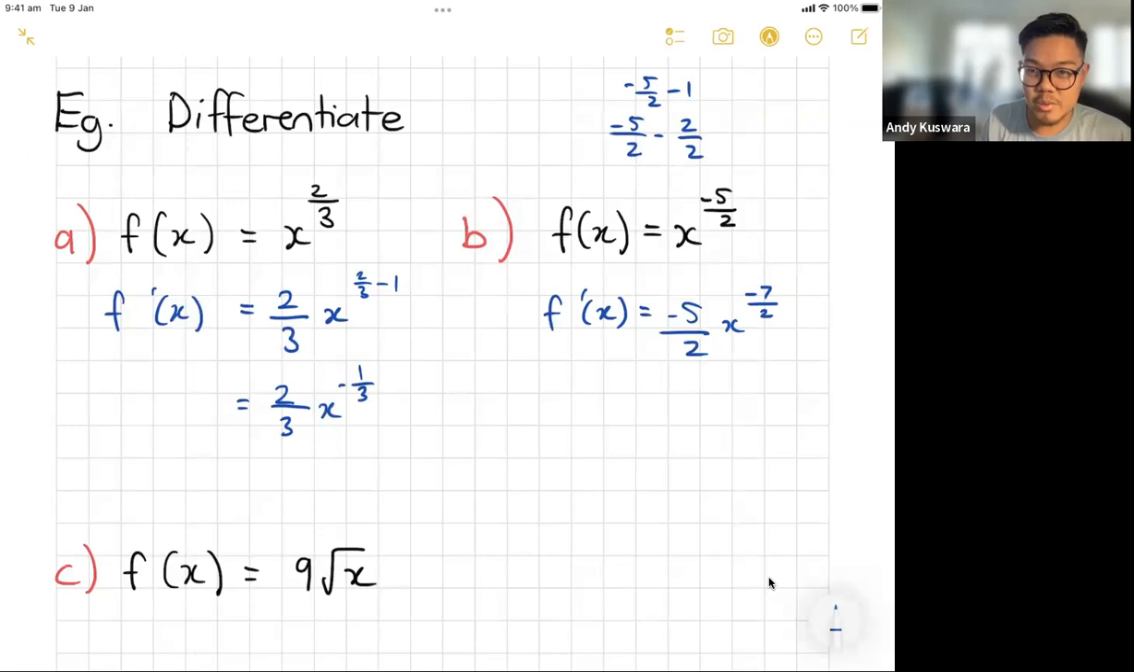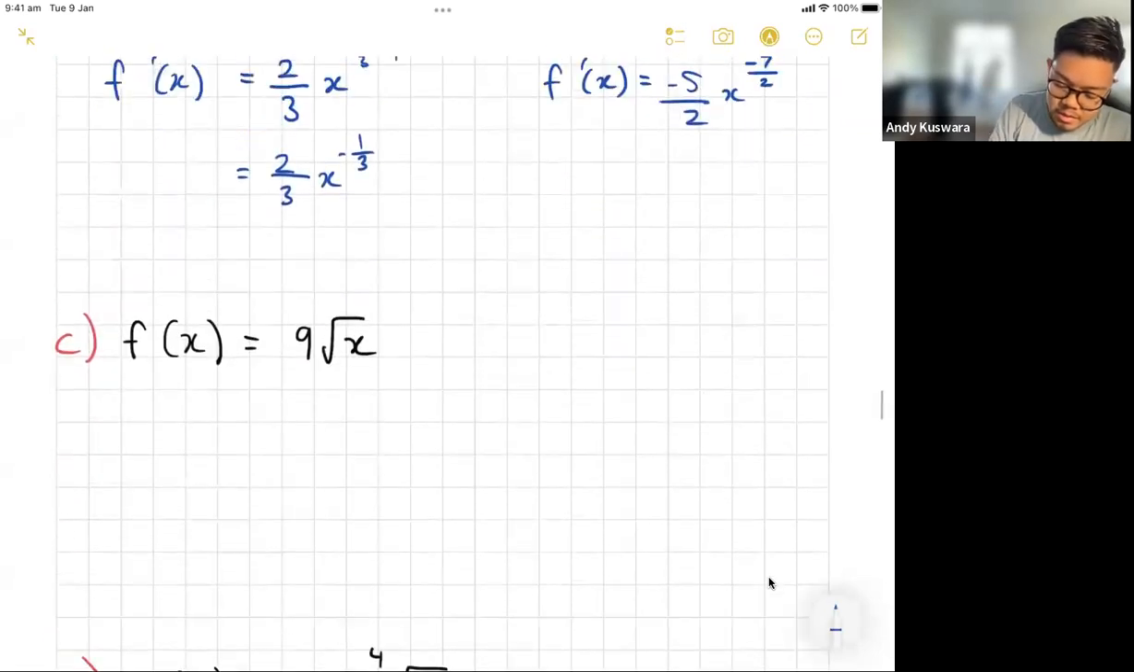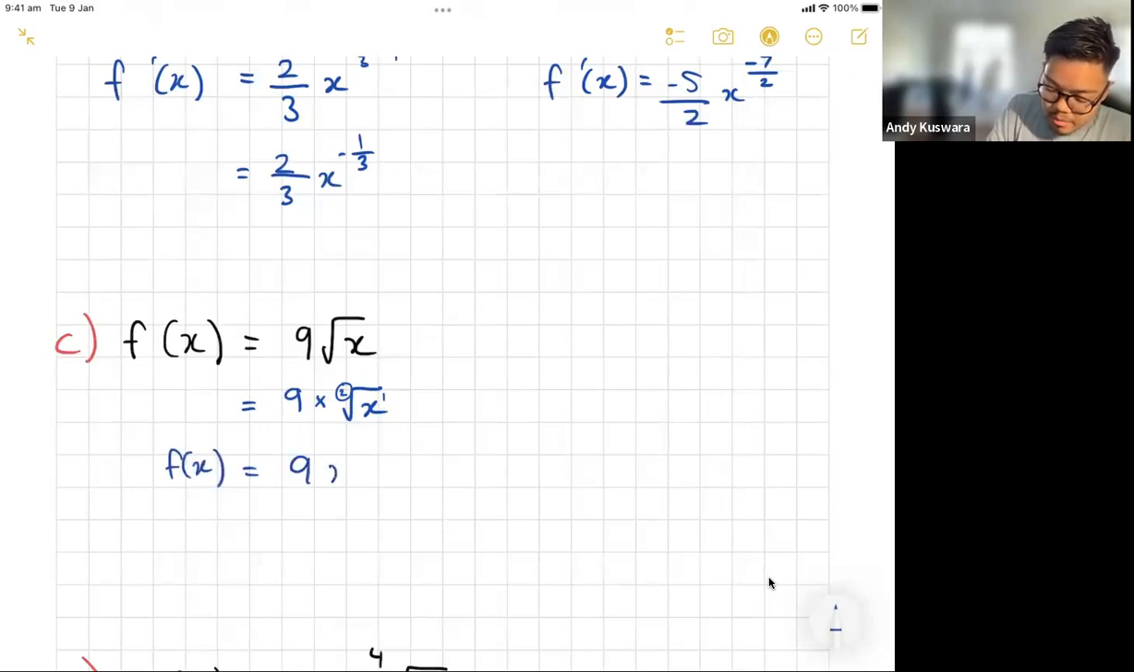So -5 on 2, take away 1 is the same thing as -5 on 2, take away 2 on 2. That gives you -7 on 2. Now, more likely what you'll see is something like this. Take a note: it's 9 times the square root of x, but technically there's a number in the square root, and that's 2, and the power is 1. So I recognize this as f of x equals 9 times x to the power of 1 on 2, because 1 is the power, 2 is the root.